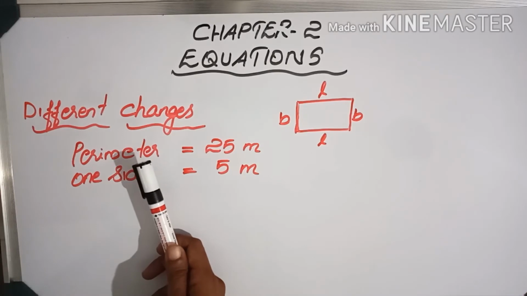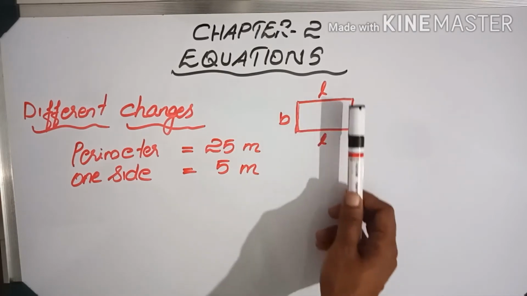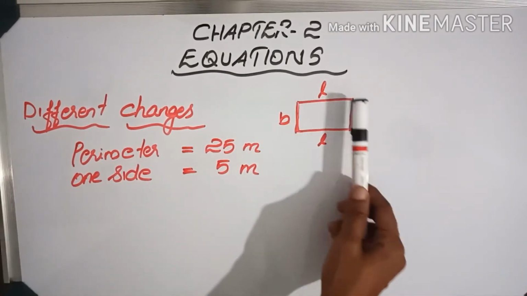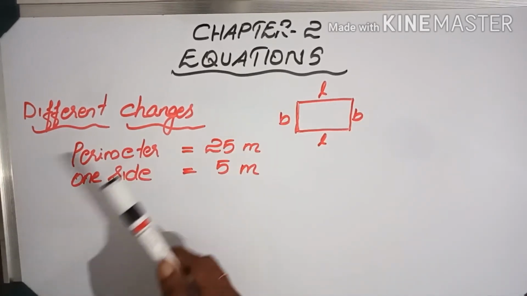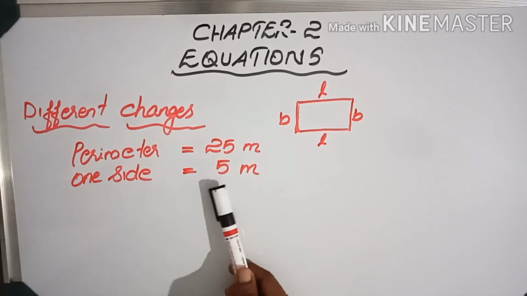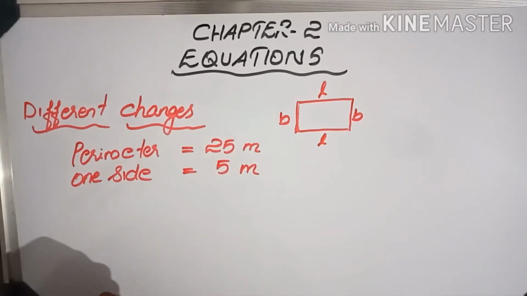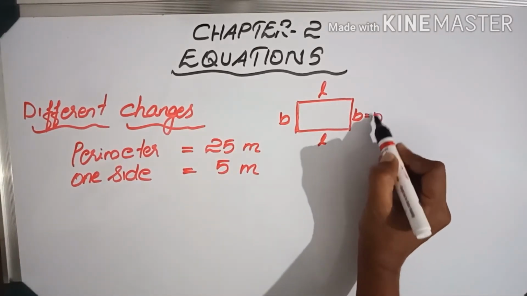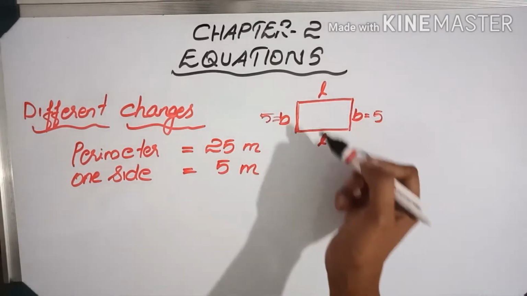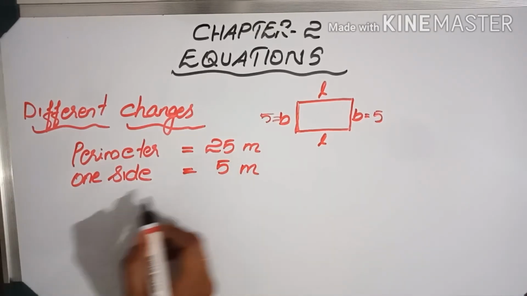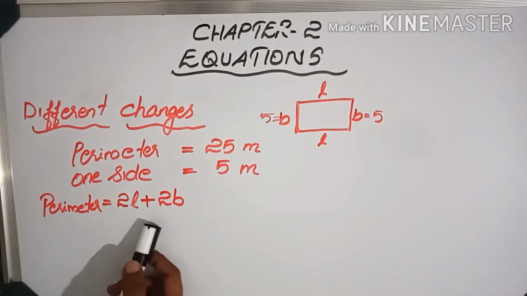Now perimeter. Okay, perimeter means what? Sum of all the sides is the perimeter. So here total 4 sides are there. 2 lengths and 2 breadths. So the sum of all these will be the perimeter. And here one side is given, that is 5 meter. We can take any of the sides as 5 meter. Okay, suppose we are taking this breadth as 5 meter, then both these sides will be 5. Now we need to find what the length will be. So the perimeter of a rectangle equation is what? Perimeter of a rectangle equation is 2 length plus 2 breadth.